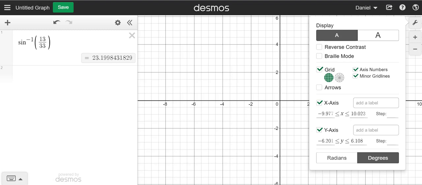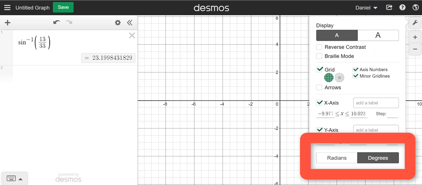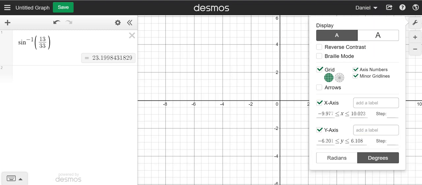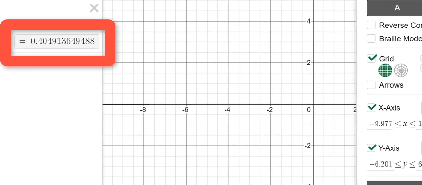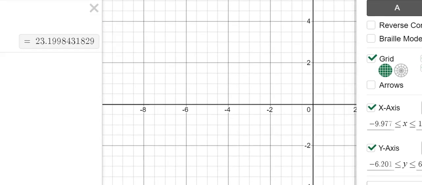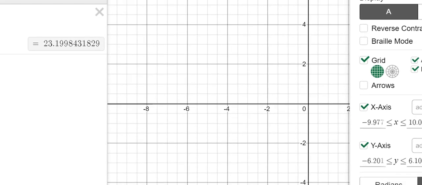So right over here, when we hit that wrench, then go down to degrees, we want to make sure that we are in degree mode. Because if we're in radian mode, see how we change that back to radian mode? 13/33 gives us a completely different decimal value. So you do want to make sure you are in degree mode in Desmos as well.